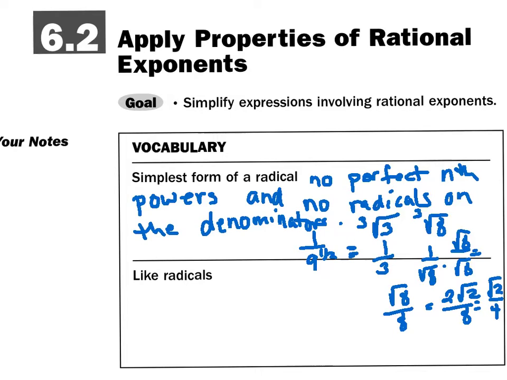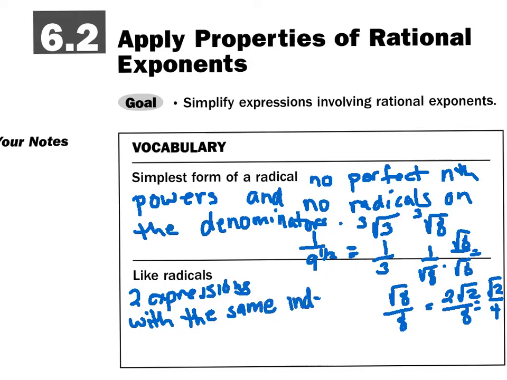Okay, like radicals are two expressions with same index and radicand. So that means like 2 times square root of 8 plus 3 times square root of 8. Those are like radicals, so we could add those together and say that's really 5 times the square root of 8.